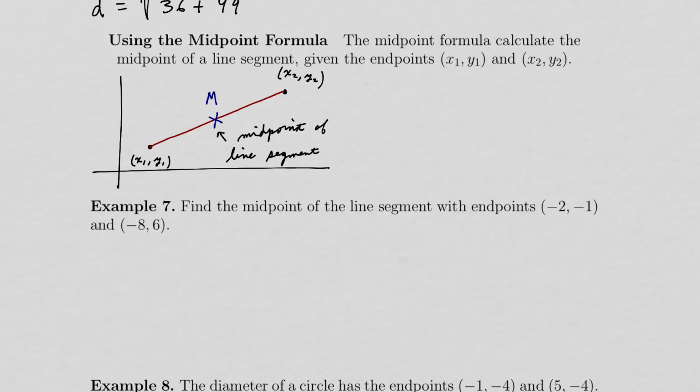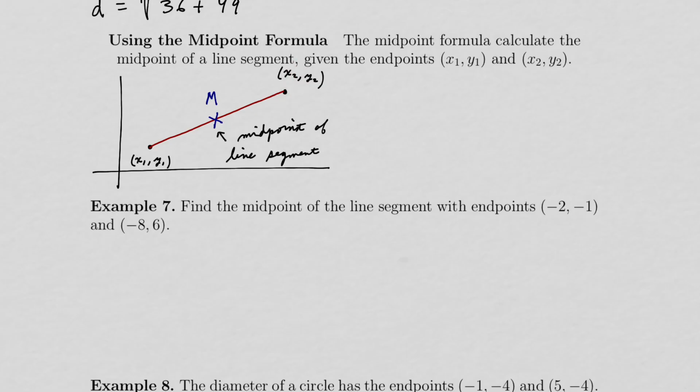Okay, it turns out, and you can almost see this if you think about it. We want to come up with the x coordinate for the midpoint and the y coordinate for the midpoint. The x coordinate of this midpoint is going to be halfway between the x coordinate of the left endpoint and the x coordinate of the right endpoint. In other words, it's the average of the x coordinates of the two endpoints.